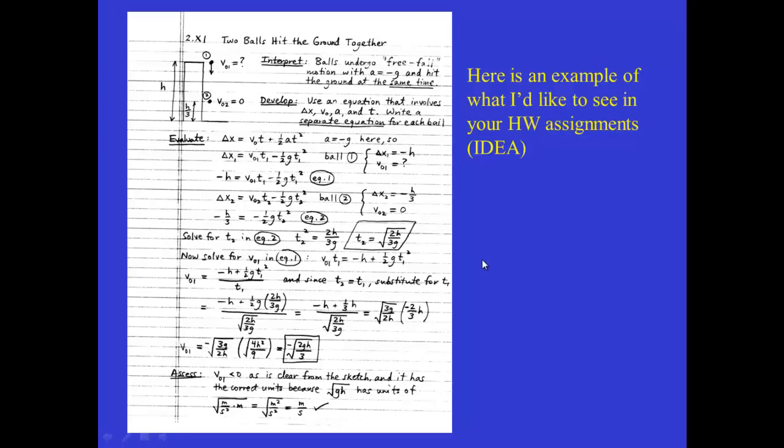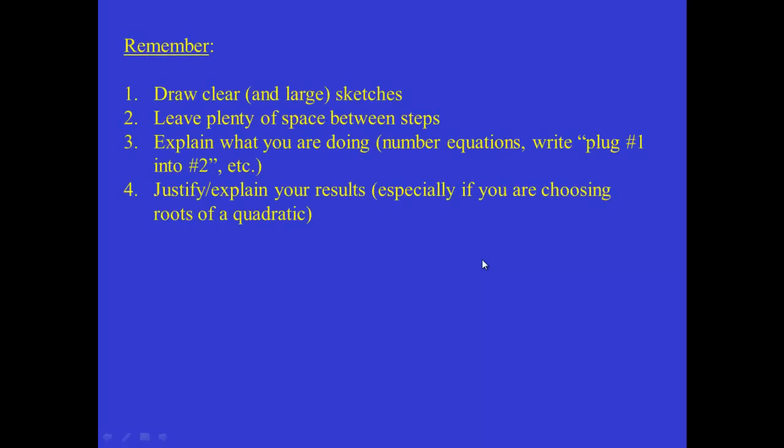One more thing then that I'll also mention is that in these solutions you should make sure you always do certain things. Draw clear and large sketches. There's no prize for the smallest possible sketch that you can squeeze onto a small space on your page. So make them large enough so you can see the details. Leave plenty of space between steps on the page. Once again, there's no prize for the student who completes the homework assignment using the fewest number of sheets of paper. Explain what you're doing.